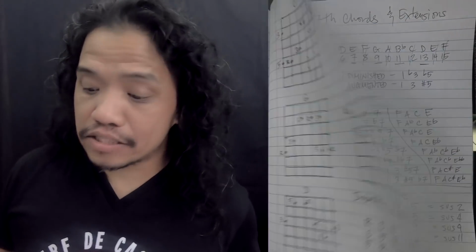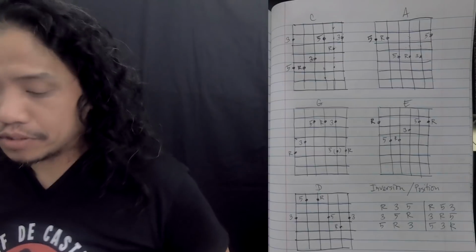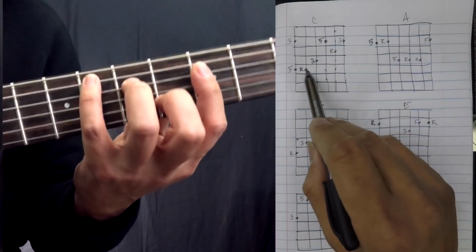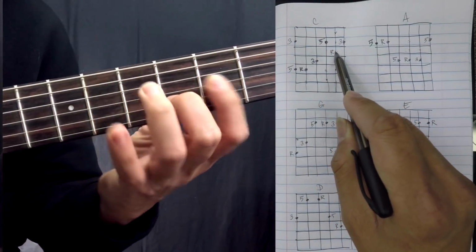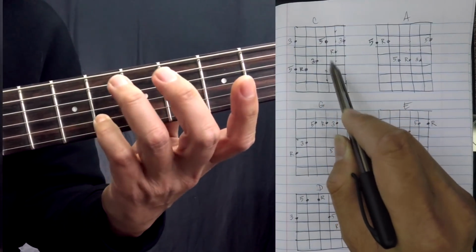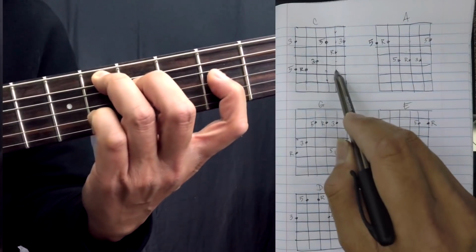Now let's apply these to our CAGED shapes. Let's do an add 9 in the C shape. So we can keep the root, keep the third, keep the 5th, replace this root with the 9th, and there you have it. 1, 3, 5, and then 9.